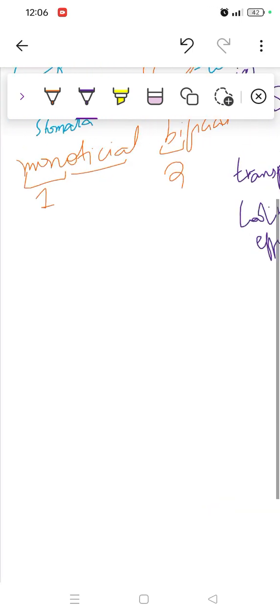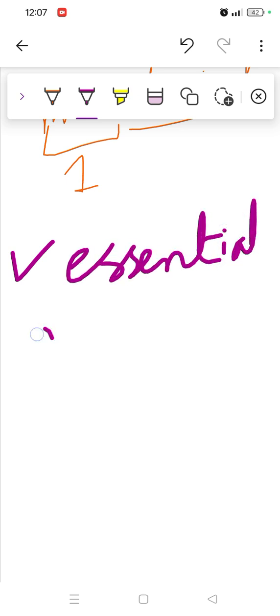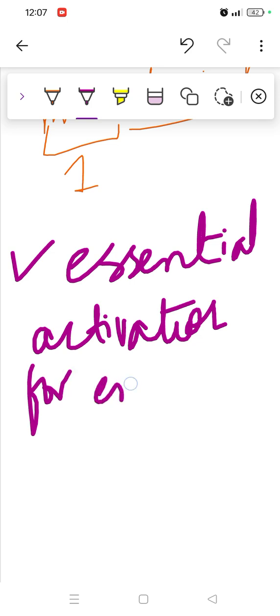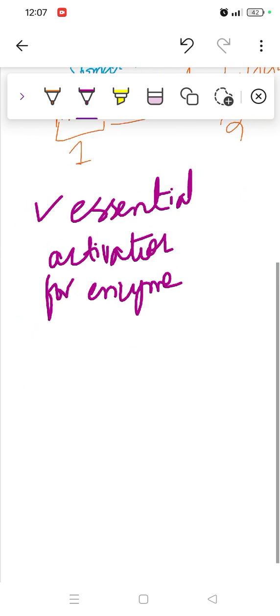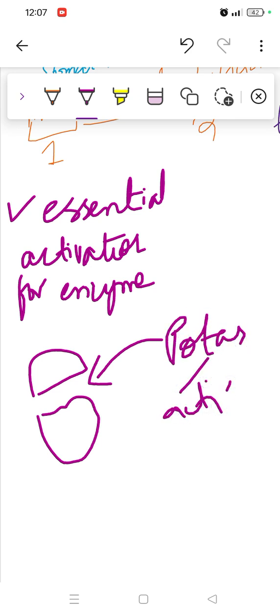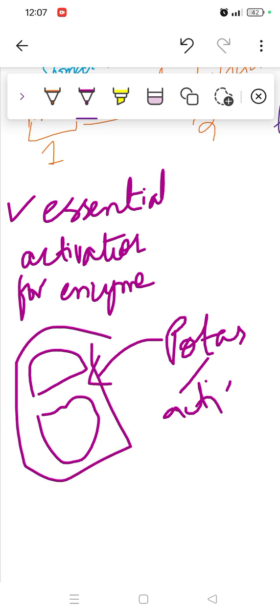Then come our major points. So let's start. First thing, potassium is an essential activator for enzymes. How? If this is an enzyme, and downward we have a substrate, sometimes an activator is required, which is potassium. Potassium as an activator is required to make sure that this enzyme works nicely.